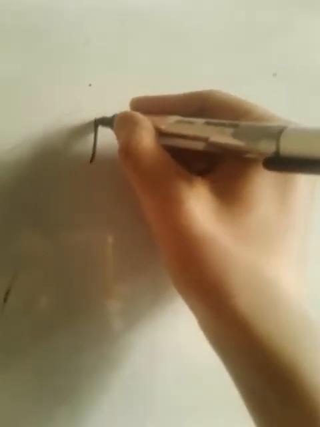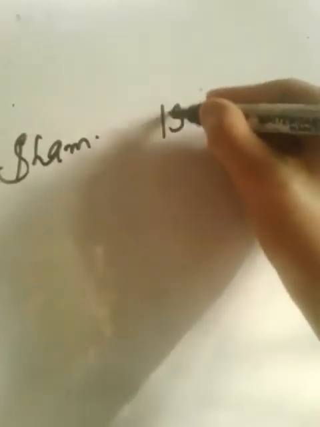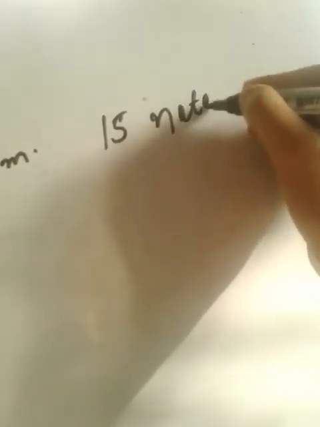So let us start. First of all, what is a matrix? And the plural of matrix is matrices. Suppose I give an example. Suppose we have a person, Sham. Let us suppose that he has 15 notebooks. Sham has 15 notebooks.